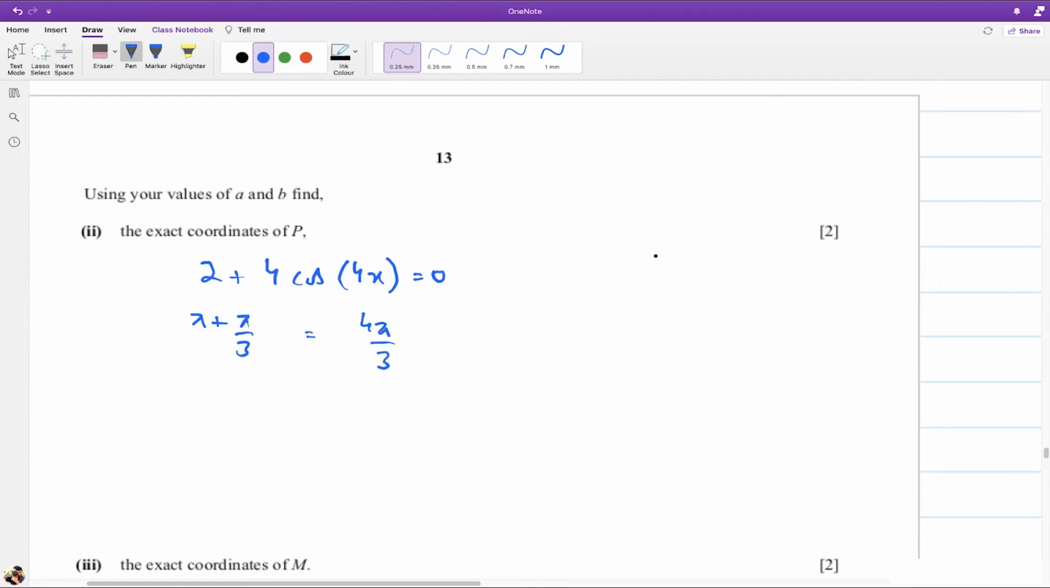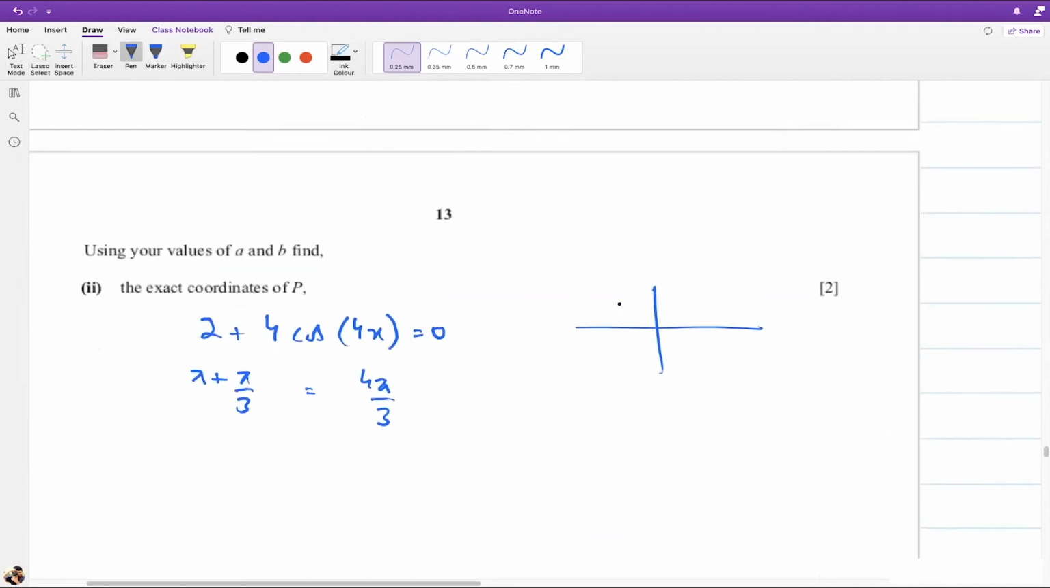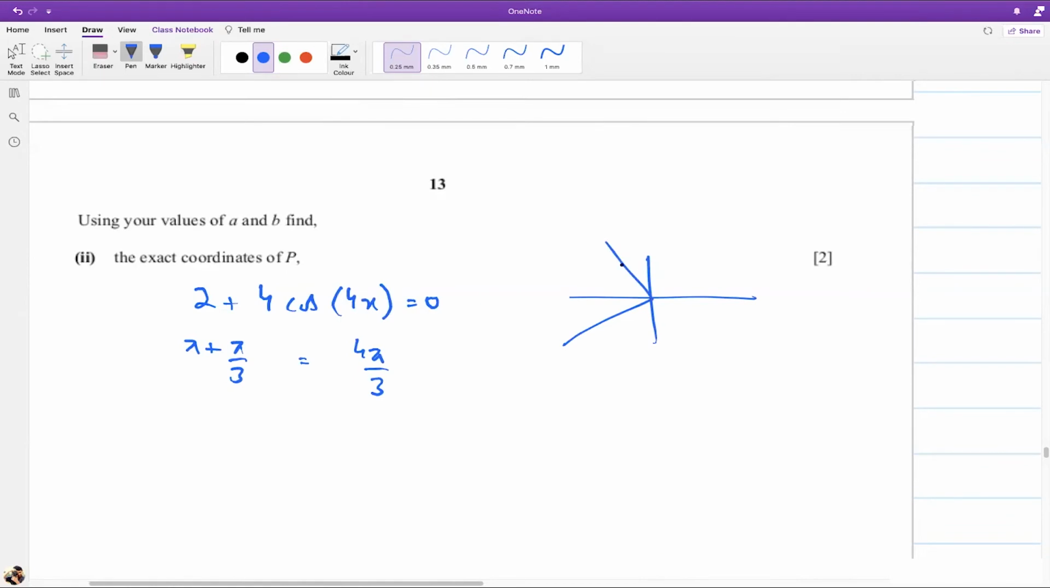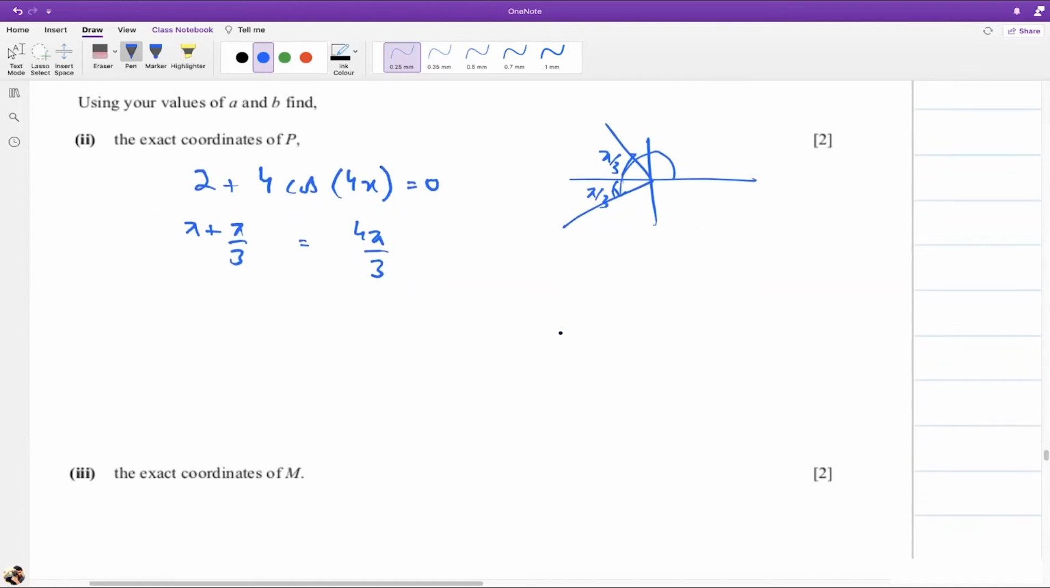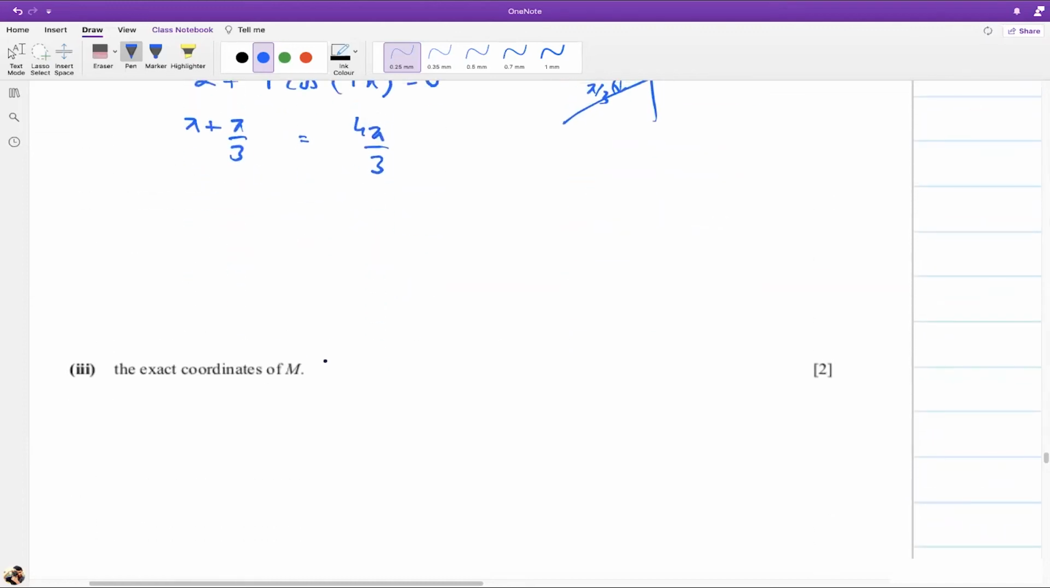हमें यहाँ से बोलेगा क्यों? क्योंकि देखें आप सारा वो प्रोसेस करेंगे जो मैंने यहाँ पे किया, ठीक है? And you have π/3 here, π/3 here, so that's your point. This whole thing, 4π/3. The exact coordinates of m. M कौन सा point है?